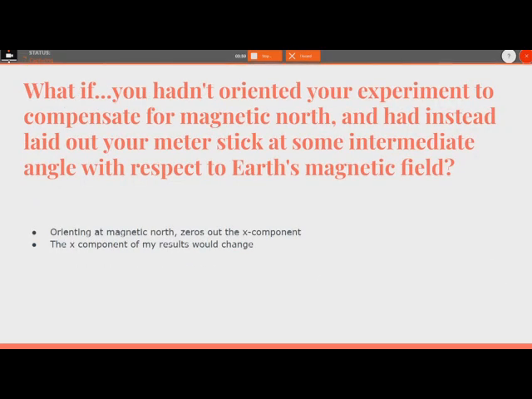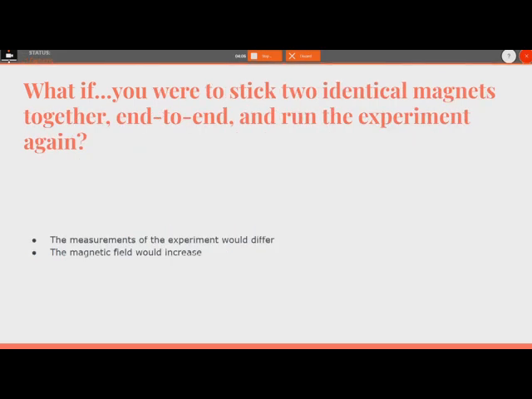So then what if I hadn't oriented the experiment to compensate for magnetic north and had instead just laid the meter stick out at some other position? So when we orient it at magnetic north, it zeroes out the x component, and if I didn't do that, the x component of my results would obviously change. And then what if I were to stick two identical magnets together end to end and run the experiment again? This would cause the measurements to be different because our magnetic field would increase.